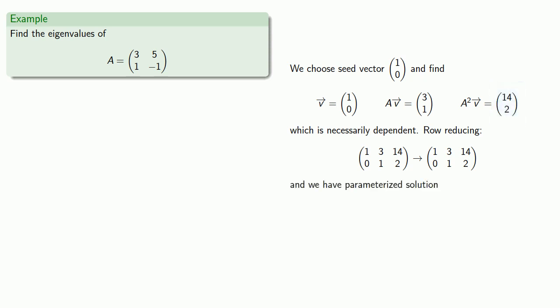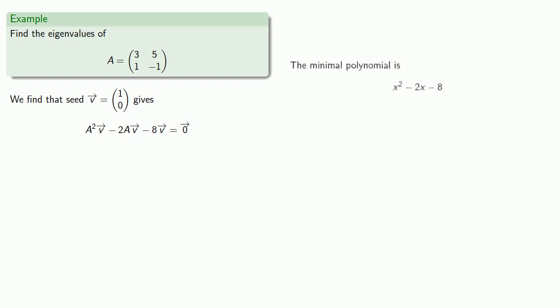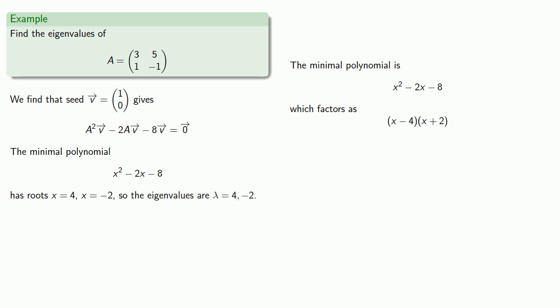And so we get a parameterized solution, a linear combination equal to 0, and we'll write this in a more conventional form by putting the highest power terms first. Now this gives us the minimal polynomial x squared minus 2x minus 8, which, because the universe is kind and gentle, will factor. Okay, we can't always count on this factoring, but in this particular case it does. And so the roots of this equation are x equals 4, x equals minus 2, and so the eigenvalues are 4 and negative 2.